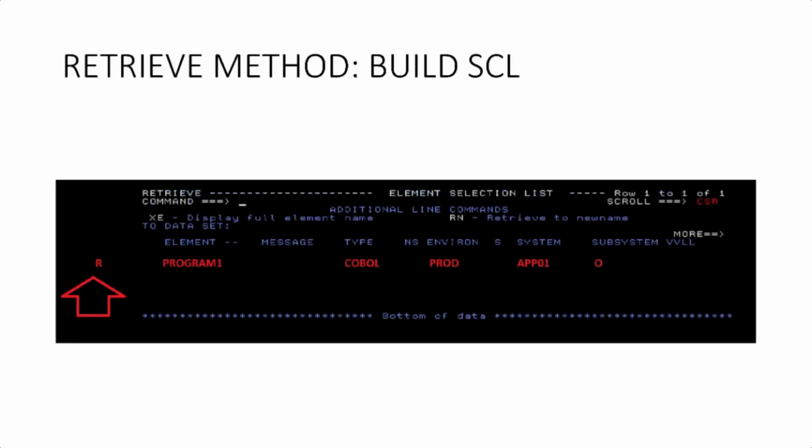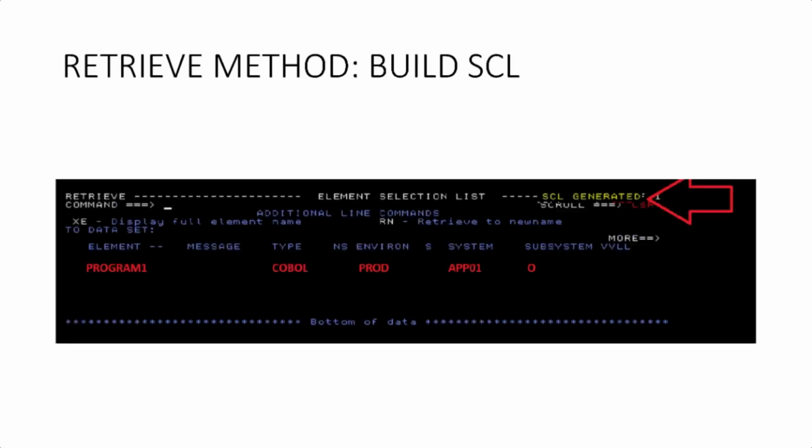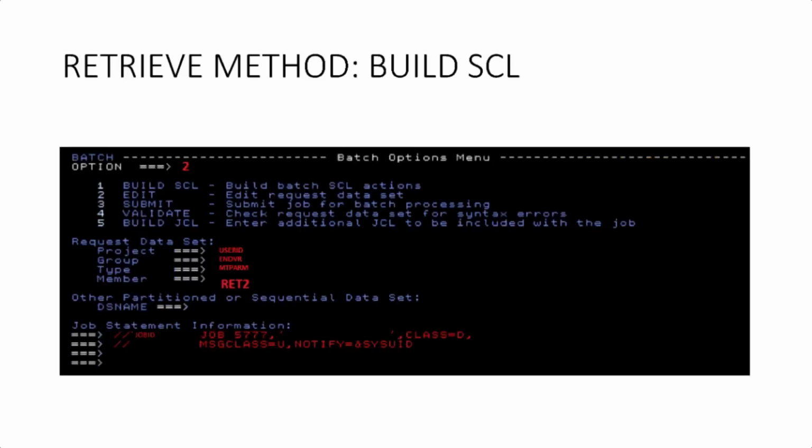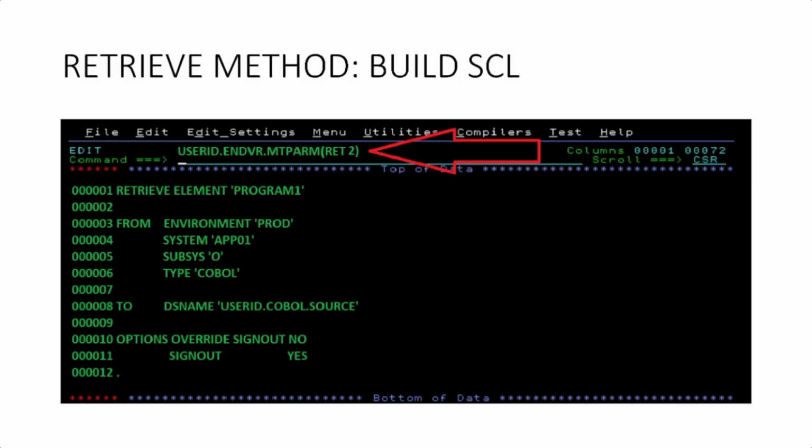Once we enter, you will find the record. For the element which you want to retrieve, give the option R and press enter. You will find the SCL generated alert. Then press F3, you will come back, one request built. Then F3 again, and you will see the same SCL. So now SCL retrieve 2 has been created. We will see what has been created in the member. It is also the same as before, but it is retrieve 2, and we created it using the build SCL options.